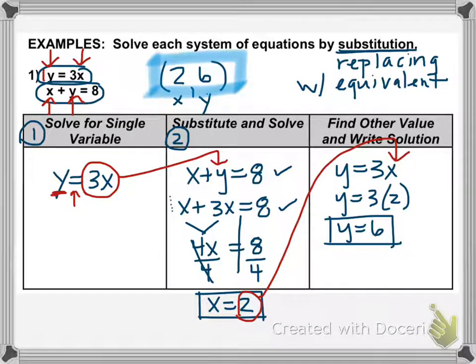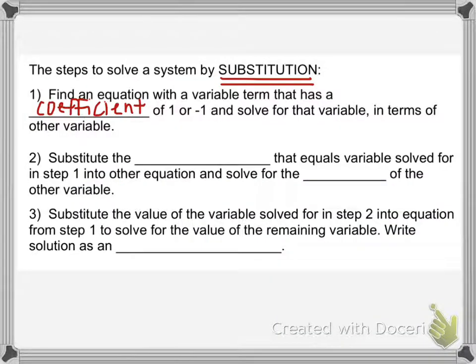And then you're going to solve for that variable. This one happened to already be solved for y. But if it's not, you're going to solve for that variable, and when you solve for one variable, it will always be in terms of the other variable, which just means that the other side of the equal sign contains the other variable.